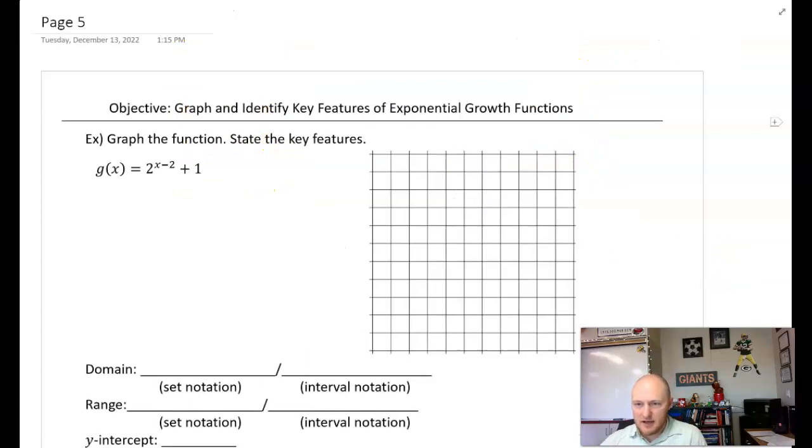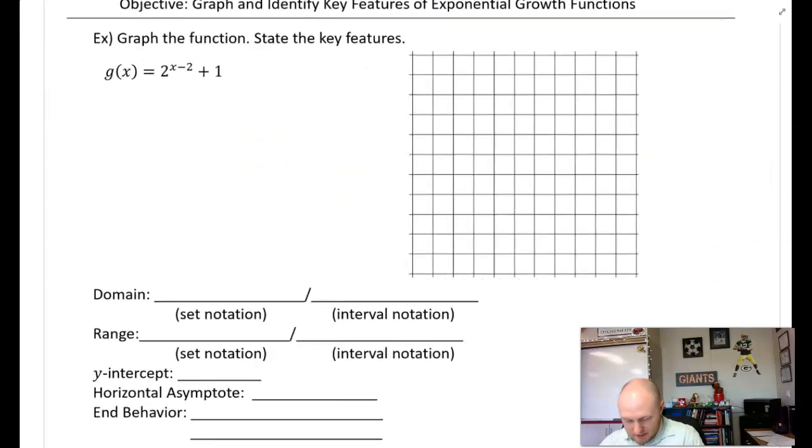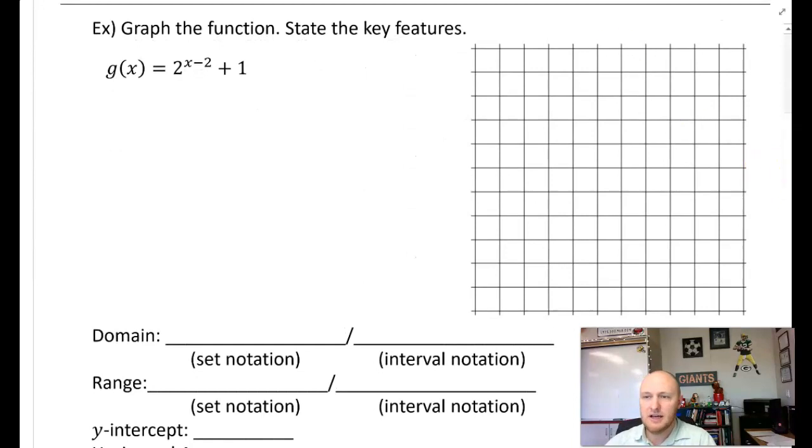Okay, let's go ahead and look at our first example here. Graph the function and state the key features. g(x) = 2^(x-2) + 1. If we're going to go ahead and graph this, it's important to know what your parameters are. So our a value is 1, our h value is 2, and our k value is a positive 1. Okay, these are important because they're going to shift our graph around.